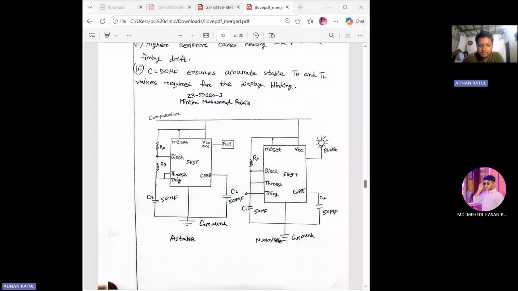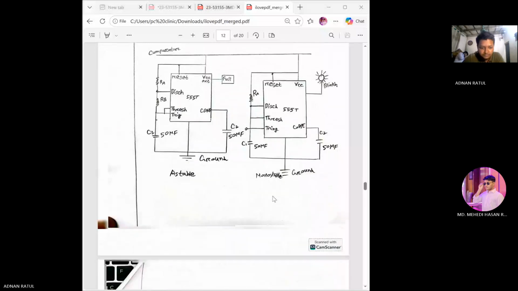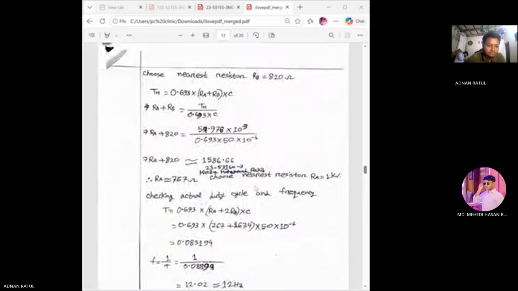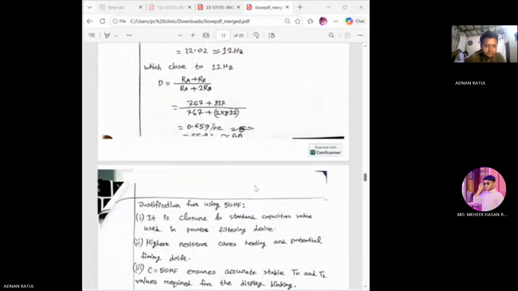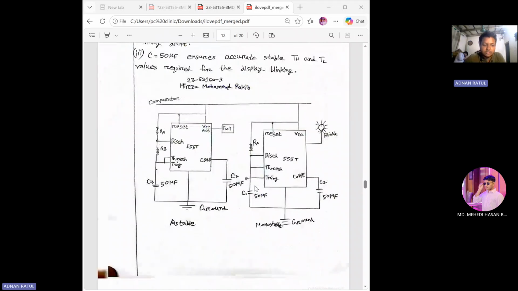Then this is our circuit design, where we have used astable and monostable. Astable means continuous blinking, and monostable means that the trigger gives a steady output.